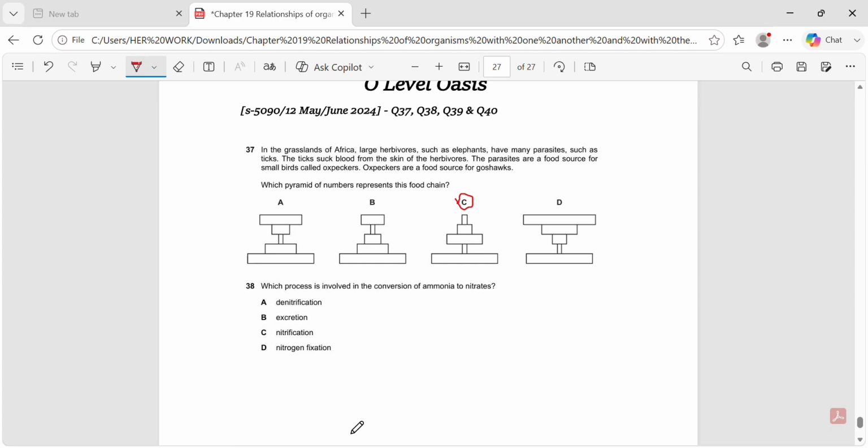The last question asks, which process is involved in the conversion of ammonia to nitrates? In the nitrogen cycle, ammonia is converted into nitrites and then nitrates by nitrifying bacteria. This process is known as nitrification. So, C is the correct answer.